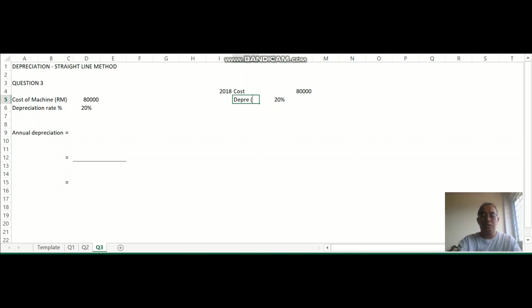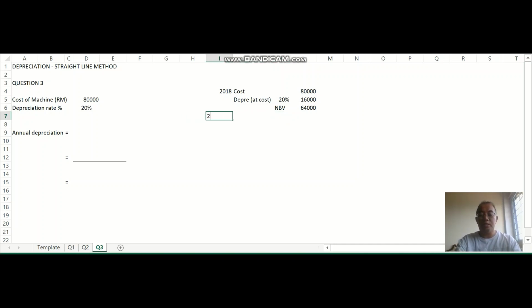So depreciation at cost. Let me do some adjustment there. If it is 20% at cost, the depreciation needs to be based on the cost. So the cost is 80,000. I take 20% and multiply with the cost, and I have 16,000 because 20% times 80,000 is 16,000. So the net book value will be 64,000. So that is for 2018.